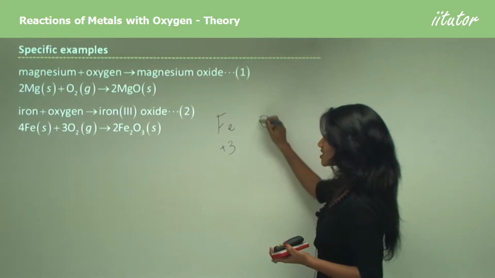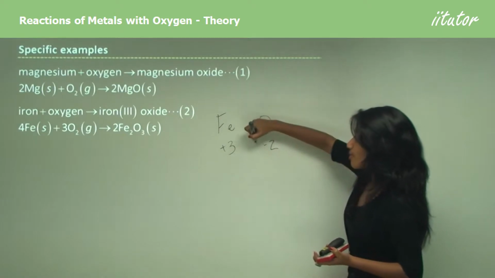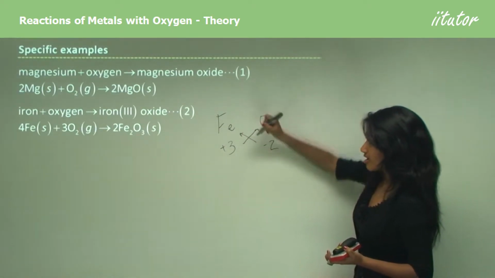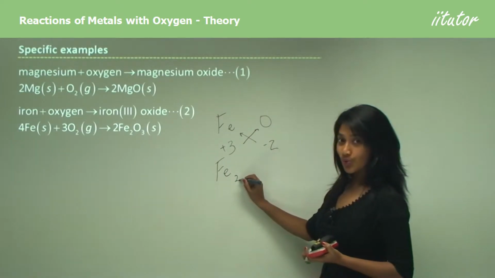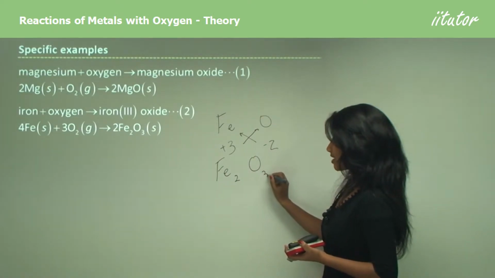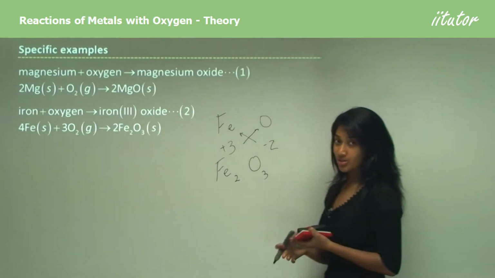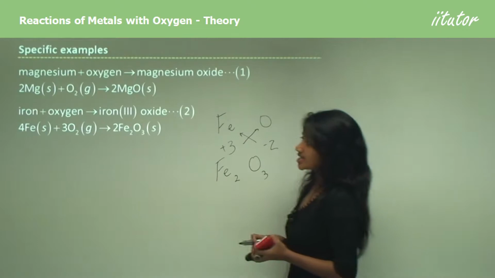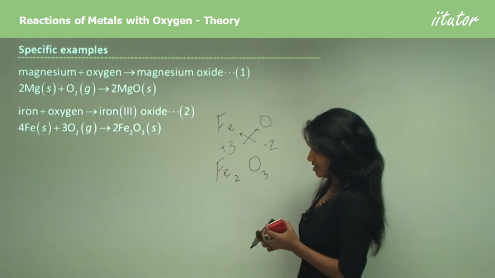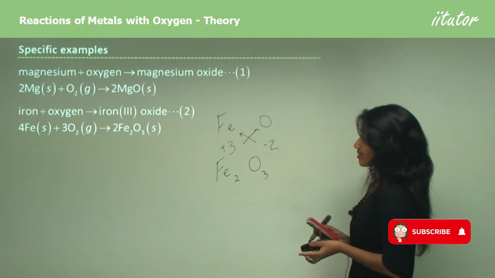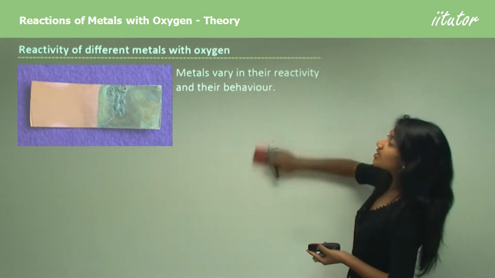And oxygen has a valency of 2, so it's -2. Now, when you react these together, your compound is going to be Fe2O3, like that. So Fe2O3, that's our iron 3 oxide. Now, you can see that iron reacting with oxygen giving us iron 3 oxide. Very simple like that.